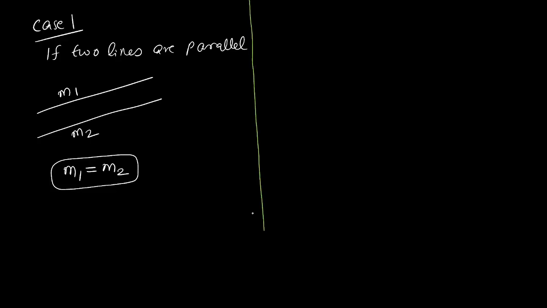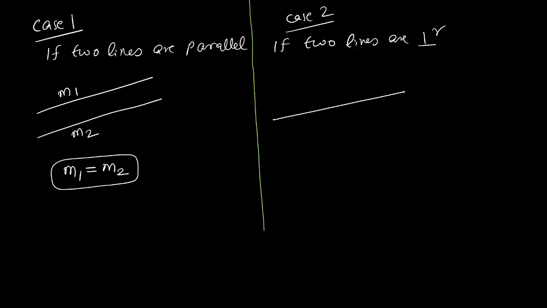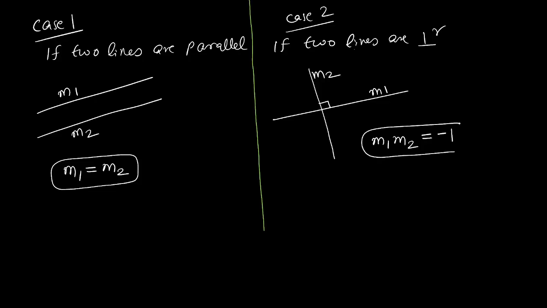Then next is case 2. Two lines are perpendicular. I will discuss more problems tomorrow. If two lines are perpendicular, the lines look like this. One has slope m1, the other has slope m2. Derivation is not needed. It is obtained from the formula for tan theta, but derivation will not be asked in the exam, so I don't want to spend time on derivation.